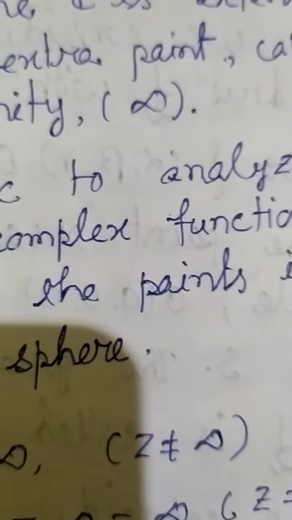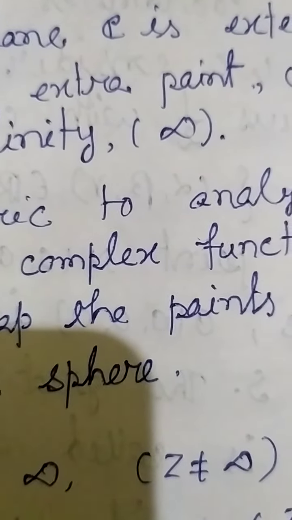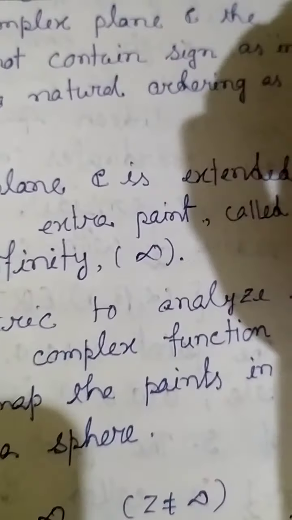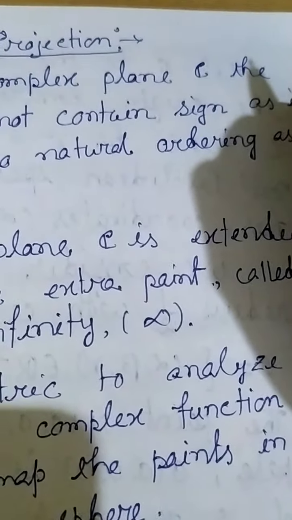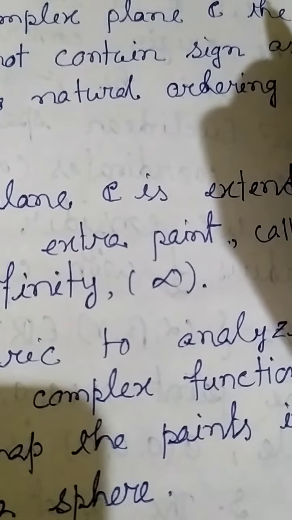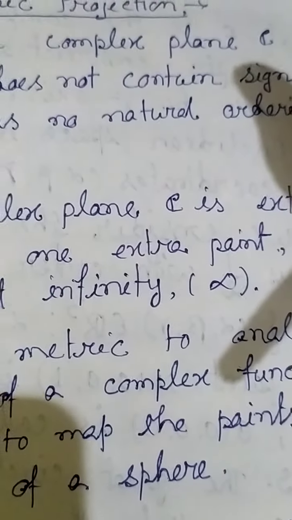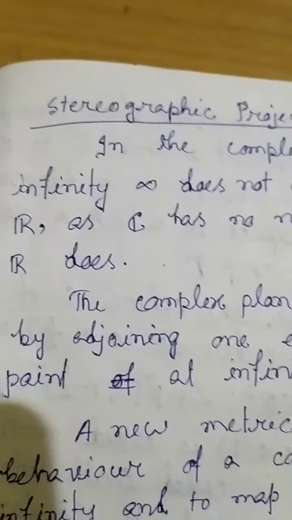So we have just one infinity, which is known as complex infinity. We have only one infinity; there are not two infinities. In the case of real numbers, we have two infinities, minus infinity and plus infinity. But in the case of complex numbers, there is no ordering. Therefore, we have only one infinity. Okay, so that is the notation we need.